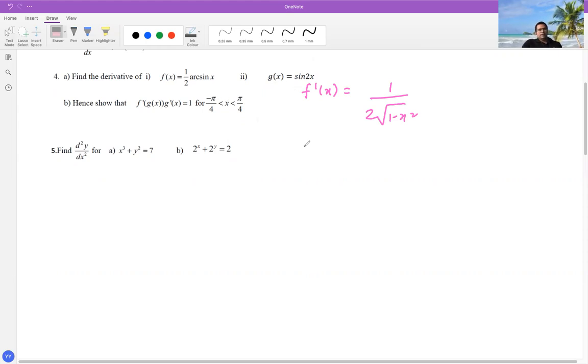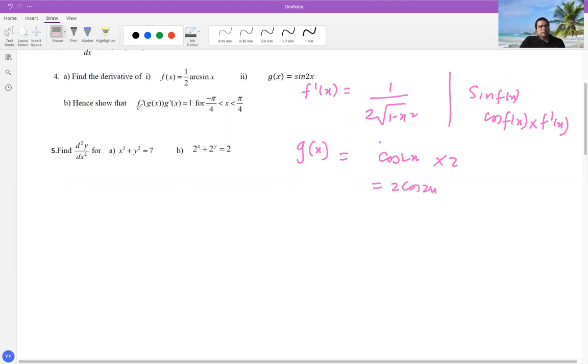And now g(x) is sine 2x. So g dash means the derivative of sine 2x, which is cos 2x, and you differentiate the inside too, so cos 2x into 2. Because you remember that the derivative of sine f(x) is simply cos f(x) times f dash x. So this is the derivative of this part, and the answer is 2 cos 2x.